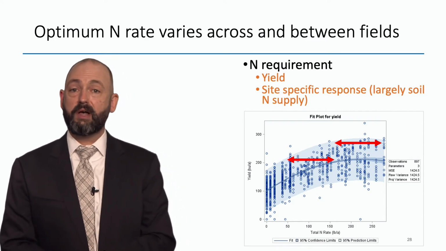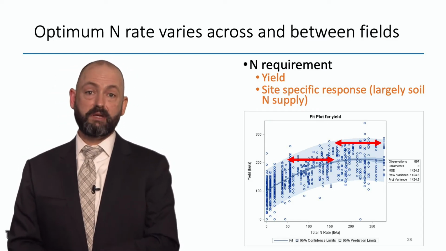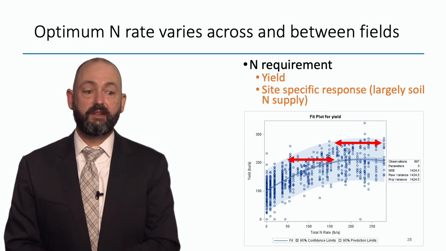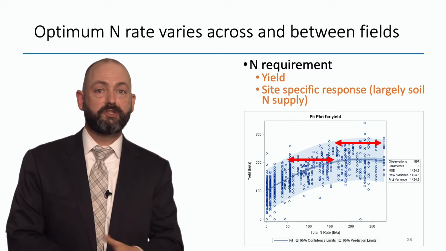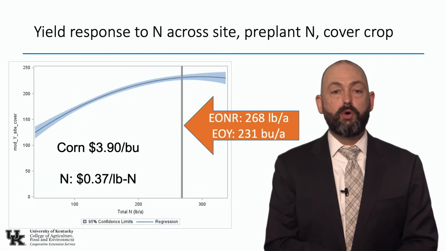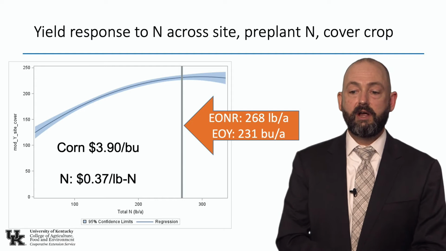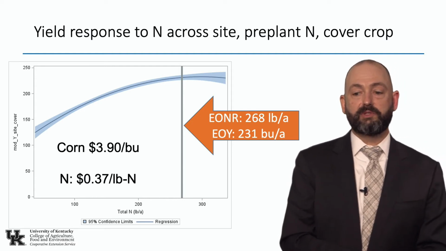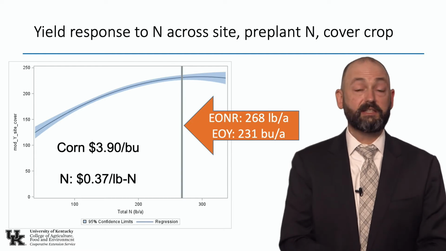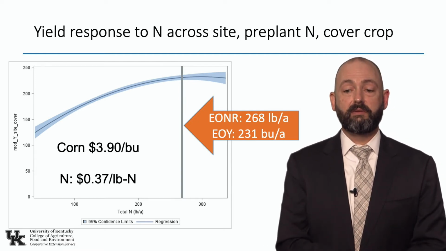So soil supply could be a part of it, which is not just what's in the soil, but also does the plant have big, deep roots, or was it a very shallow soil, so supply wasn't that good. That responsiveness versus yield potential, they're two different things. And so yield response across sites, pre-plant N and cover crop last year, our economic optimum nitrogen rate was 268 pounds per acre, 231 bushels per acre, right? So that sounds pretty good. We've got a number, we can make a recommendation.